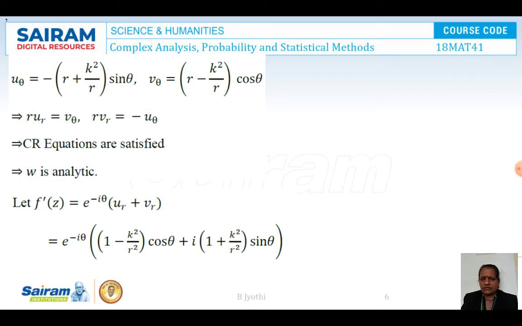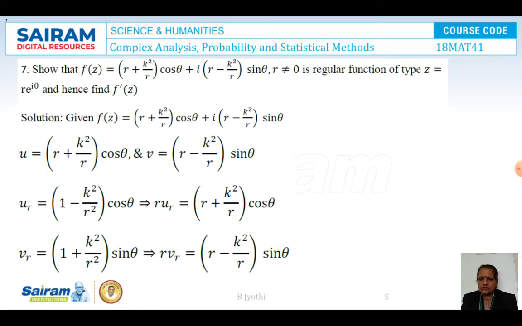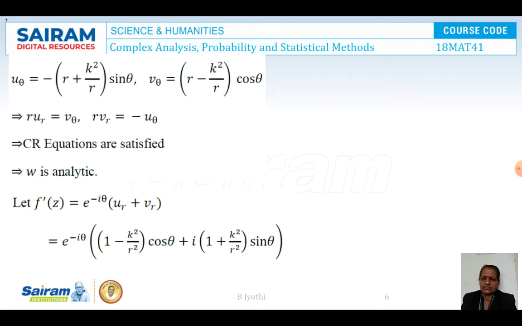Let us see the previous slide. r ur is nothing but this, where a minus sign was there. So we will be getting this v theta, and r vr is minus u theta. So the CR equations are satisfied, therefore the W is analytic.